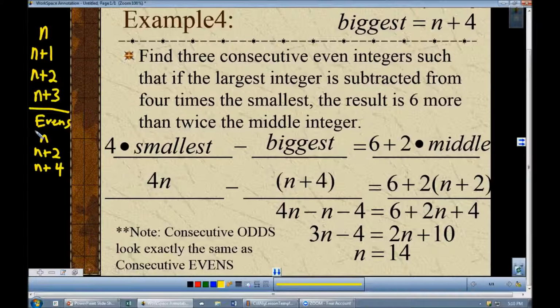What's unusual is that consecutive odds also look the same. n, n plus 2, n plus 4. And that's because consecutive odd numbers are 2 away from each other as well. If I want to go from 5 to 7, I add 2. If I want to go from 5 to 9, another odd number, I add 4. So I add 2 or 4 or 6 to get from one odd number to another. It seems like it would be plus 1, plus 3, or something like that for odds, but no, it looks exactly the same as for consecutive even integers.